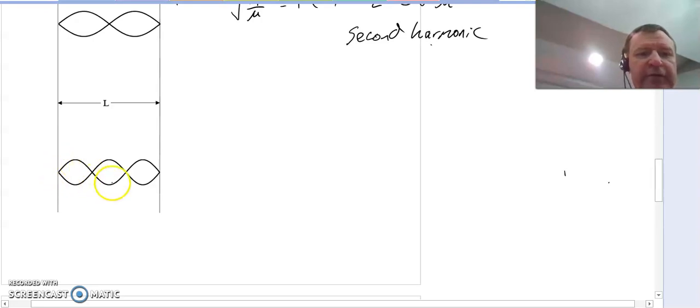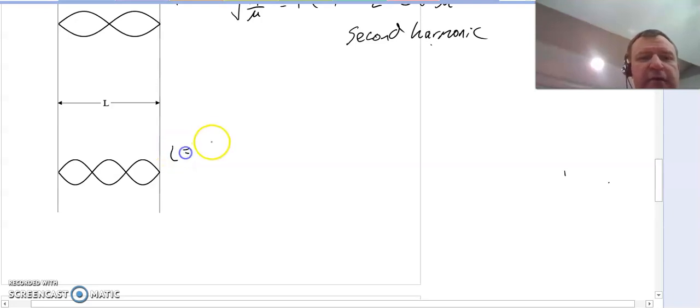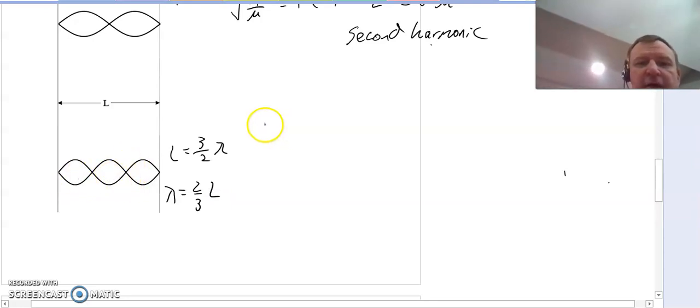So how many wavelengths are here? Well, here we've got 1 and then a half. Or if you look at it, we've got 3 half wavelengths. So the length of this is 3 half wavelengths, or the wavelength is 2/3 the length of the string. And a lot of people just see that right away. It's 2/3 length.